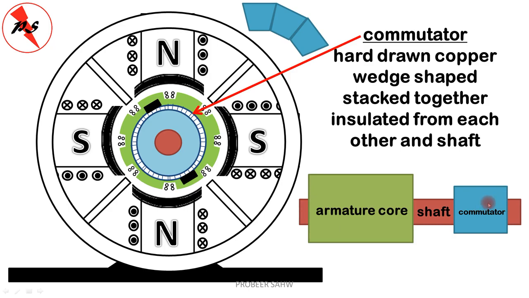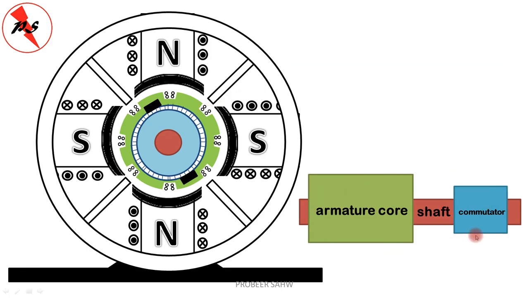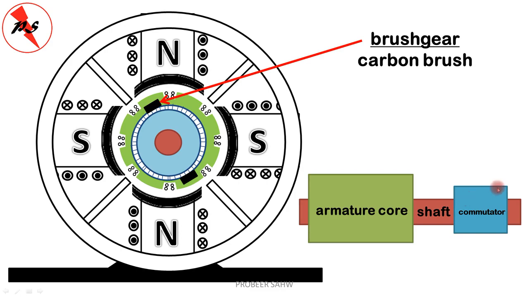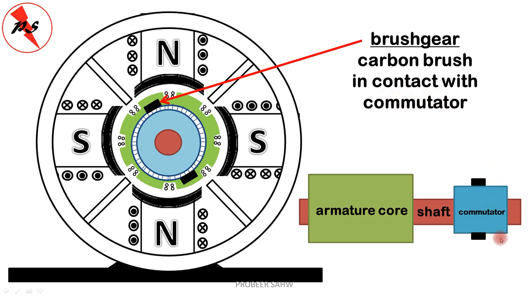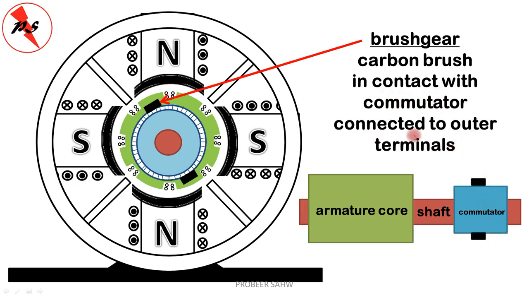Now as shown in the figure, the actual figure of the DC motor rotor that I have shown, we have brush gear as well. These brush gear collects current from the commutator and passes it to the external circuit, or collects current from external circuit and passes it to the commutator. Right? These brushes are made of carbon and are always in contact with commutator like this. And they are also connected to outer terminals.